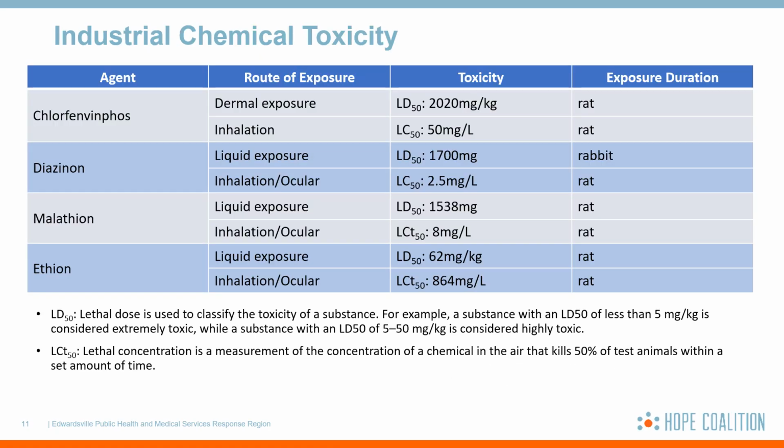Industrial chemical toxicity. Lethal dose, abbreviated LD, is used to classify the toxicity of a substance. For example, a substance with an LD50 of less than 5 milligrams per kilogram is considered extremely toxic, while a substance with an LD50 of 5 to 50 milligrams per kilogram is considered highly toxic. Lethal concentration is a measurement of the concentration of a chemical in the air that kills 50% of test animals within a set amount of time. Using the chart presented with this information shows the lethal dose and lethal concentration for each industrial chemical.